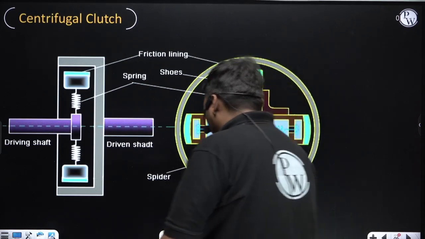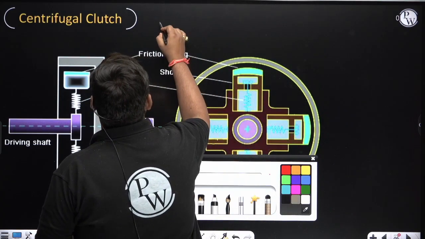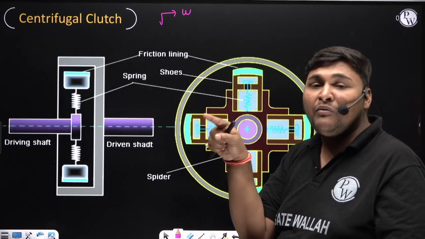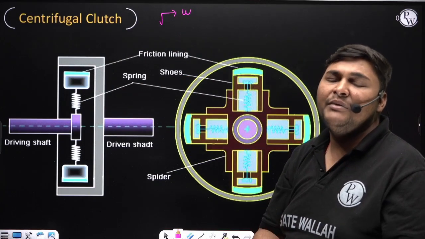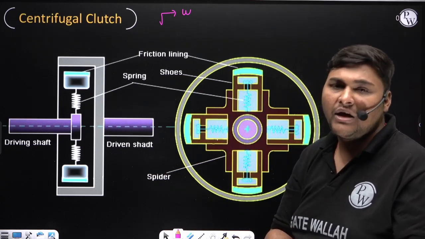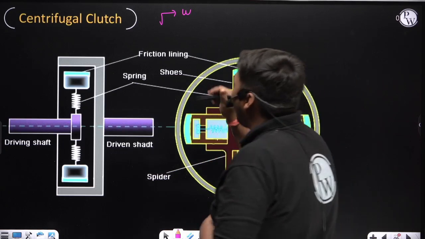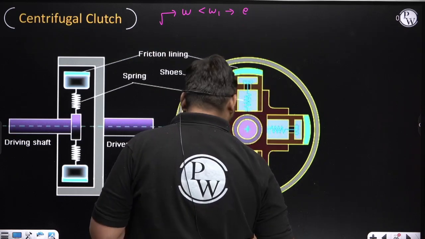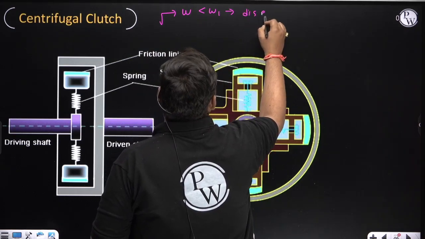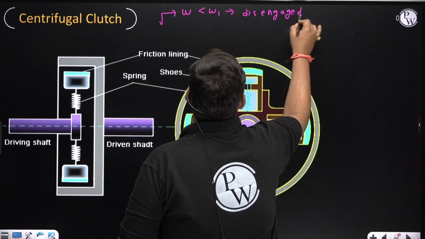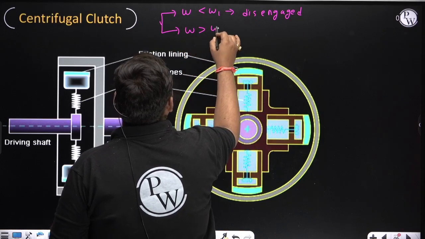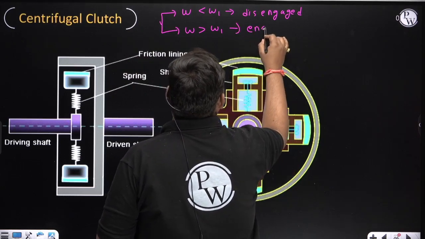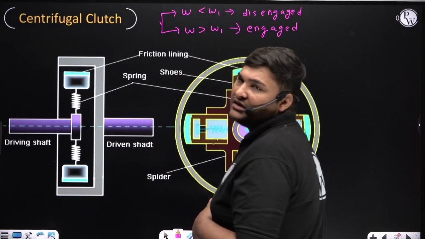In a centrifugal clutch, omega 1 is that speed beyond which the input and output shafts will be in engaged position. How to calculate omega 1, I will explain. But if the actual speed omega is less than omega 1, the clutch will be in disengaged position, meaning no torque will transmit from input to output. When omega is more than omega 1, the clutch will be engaged, and it works automatically.